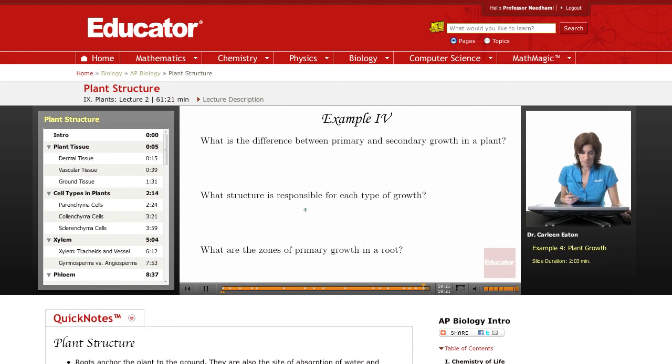Finally, what is the difference between primary and secondary growth in a plant? What structure is responsible for each type of growth? And what are the zones of primary growth in a root?